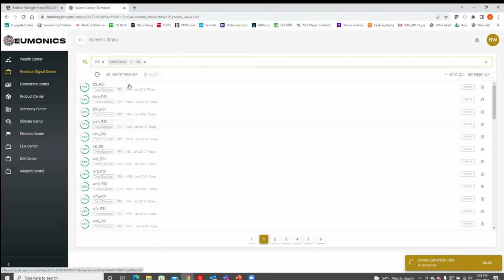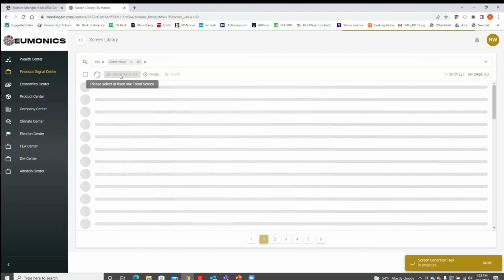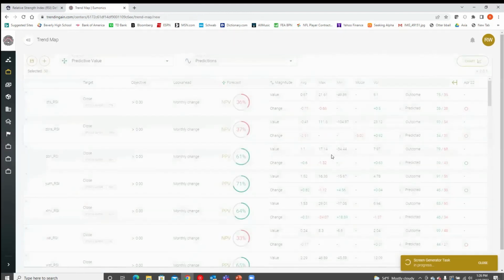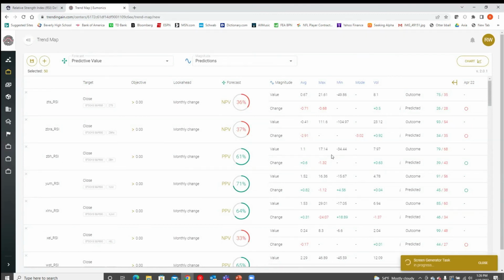Well, what we can then do is create a trend map. What I want to do now is analyze all these things together. I want to look at them in a composite form. So I'm just going to select all of these and create my trend map. And now I can get a sense of how useful a predictor this RSI screen is across many stocks.